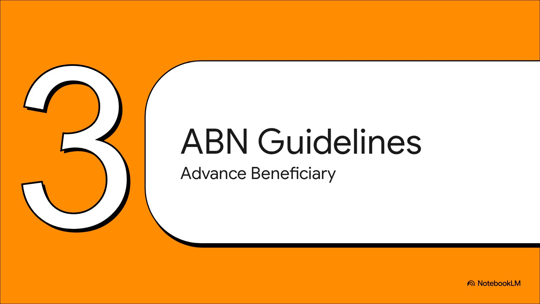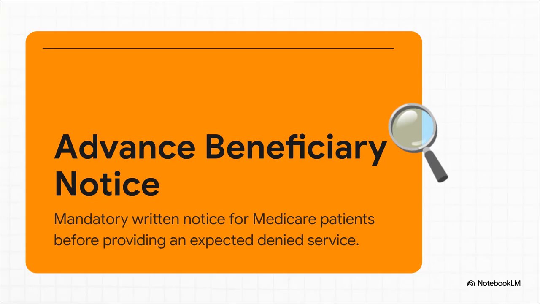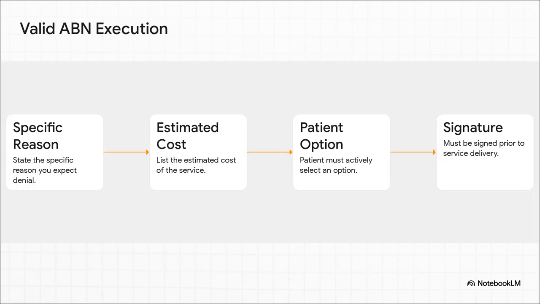All right, Section 3, Advanced Beneficiary Notice, or ABN. We're transitioning from data privacy over to financial compliance. So, what is an ABN? Officially, it's Form CMS R-131, and it's a mandatory written notice issued to a Medicare fee-for-service patient. The absolute kicker here is the timing. It must be presented before rendering an item or service that you fully expect Medicare to deny because it's not considered reasonable and necessary. To avoid those tricky exam traps, let's unpack the valid execution rules.